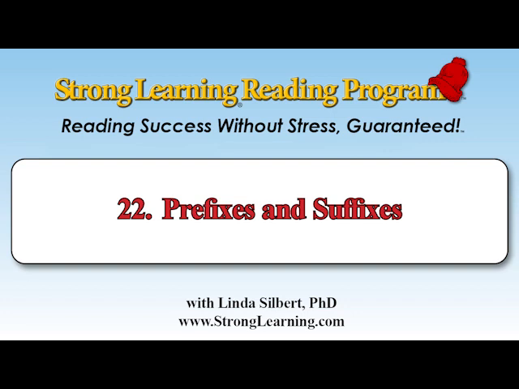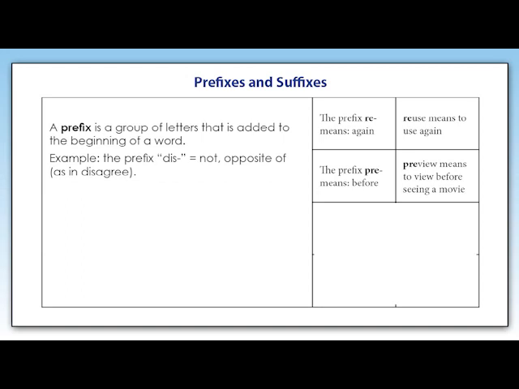Prefixes and suffixes. A prefix is a group of letters that is added to the beginning of a word. For example, the prefix dis is the same as not, opposite of, as in disagree. So let's look over at the right at the first 4 boxes.